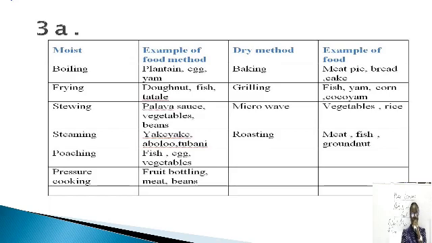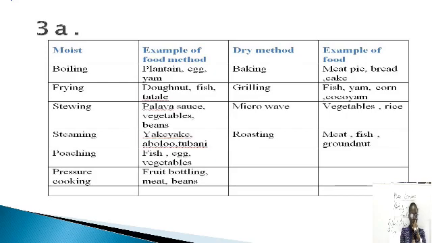Examples of food that can be cooked under the boiling method are plantain, egg, yam, cassava, and a lot of food that we cook by boiling. Now, on our second point, we have frying. Frying also comes under the moist method of cooking food. What are some of the foods that we can fry? We have donuts, fish, and tatale. All these foods, we fry them.